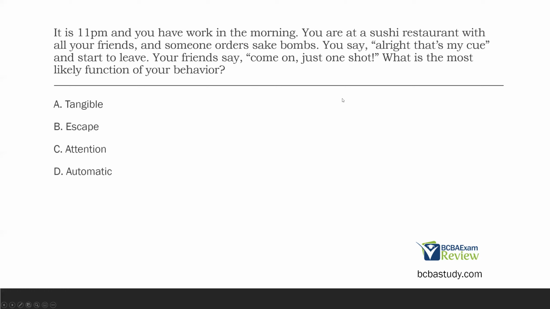Attention. Are you trying to get attention? It doesn't seem like it, right? It seems like you've been there the whole time with your friends, enjoying yourself, right? And only when the sake bombs were ordered did you try to quote unquote escape. Automatic, this is socially mediated, so of course it's not going to be automatic. What is the most likely function? B, escape.